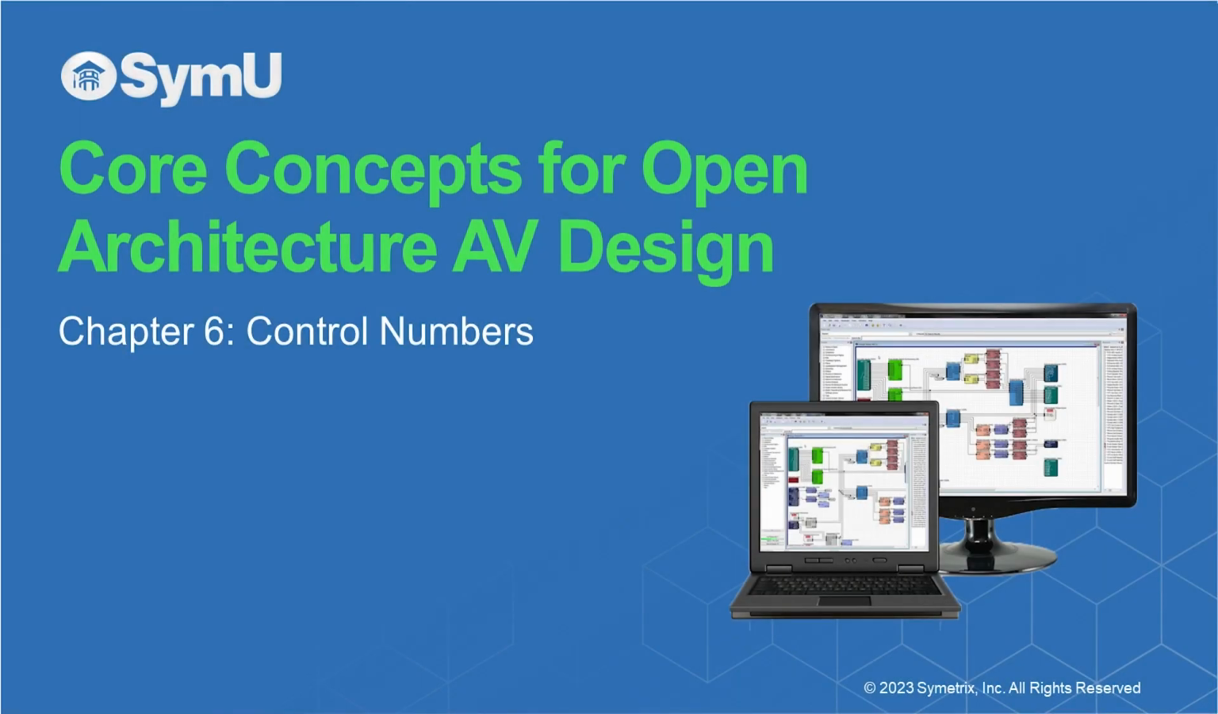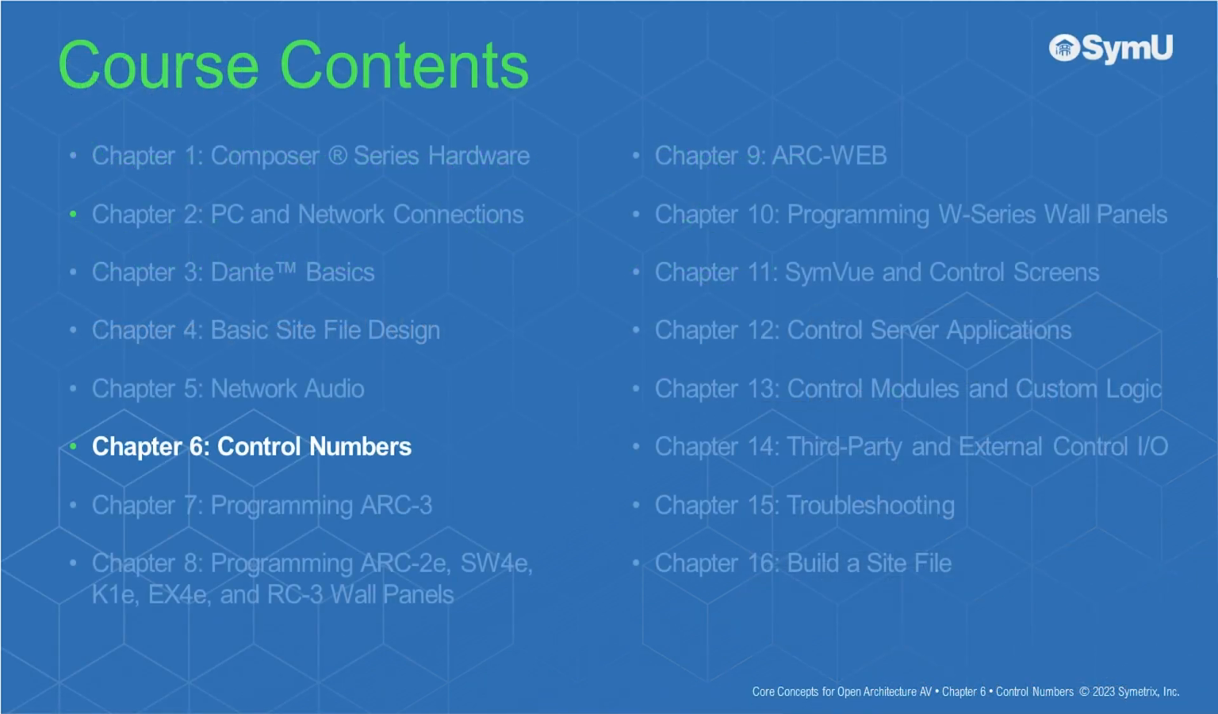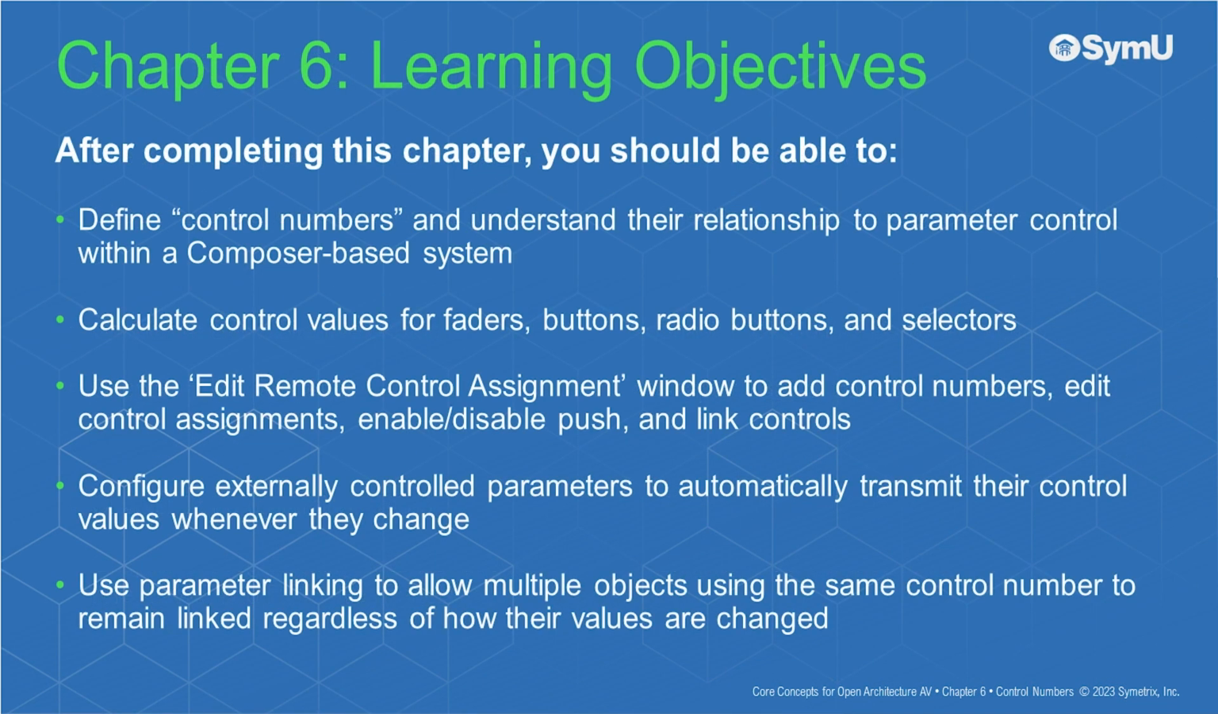Core Concepts for Open Architecture AV Design. Chapter 6. Control Numbers. The learning objectives for this chapter are: define control numbers and understand their relationship to parameter control within a Composer-based system.